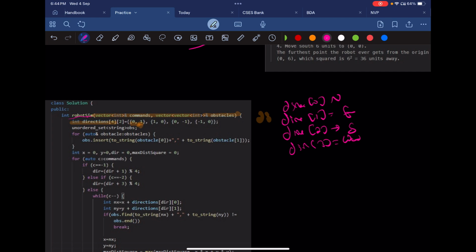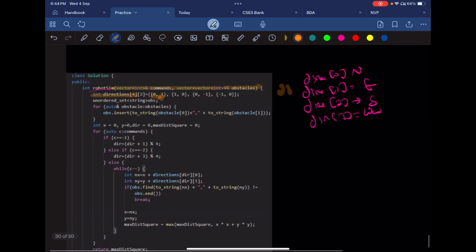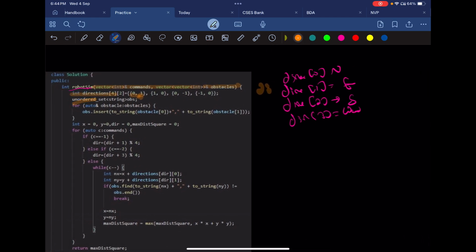Okay, so these are some points. We are declaring an unordered set, which is used to store obstacles as a string in the format x comma y, and then we will be iterating over the obstacles, and then initializing the robot's starting position at x comma y and its initial direction, north. This is the initial direction, so 0, north.